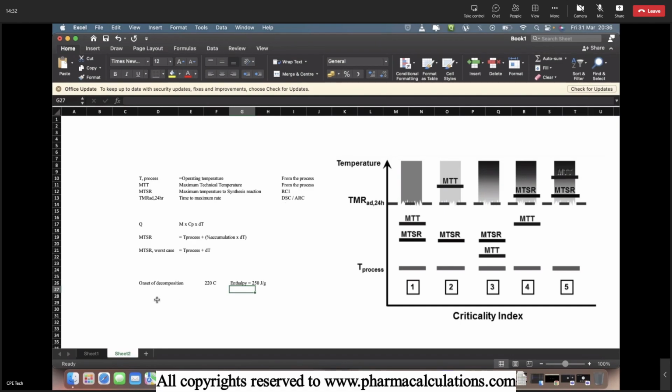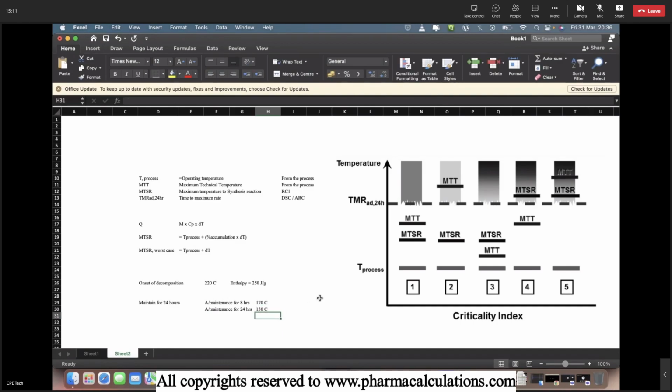And as per the process, we need to maintain for almost 24 hours. And whenever you maintain the reaction mass for 24 hours as per the process, automatically the onset of decomposition shifts towards the left side. That is, it will reduce from 220. So let's say after maintenance for 8 hours, the onset is observed at 170 degrees, and after maintenance for 24 hours, it will be around 130 degrees centigrade.